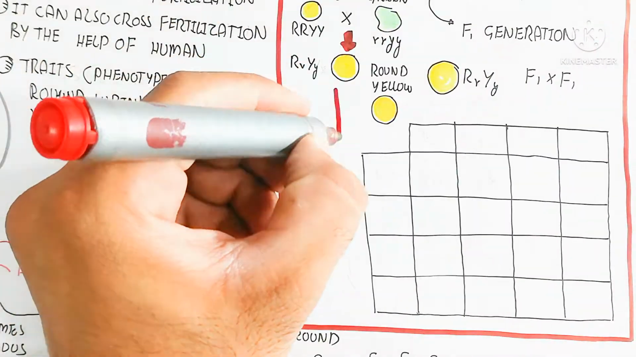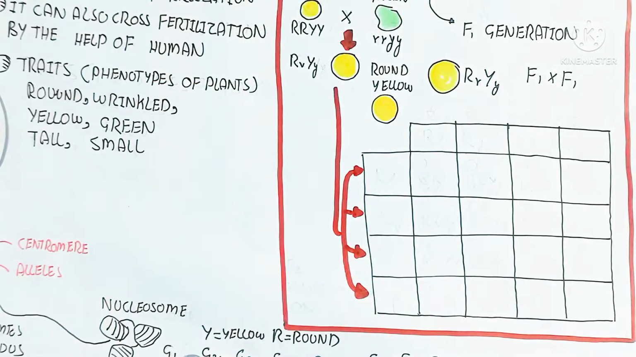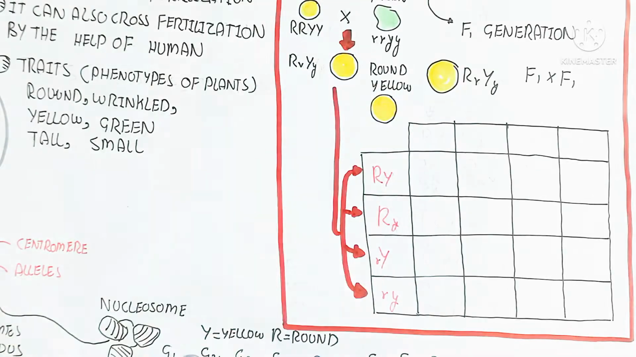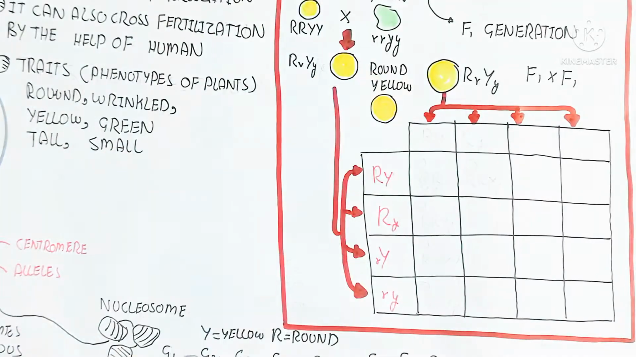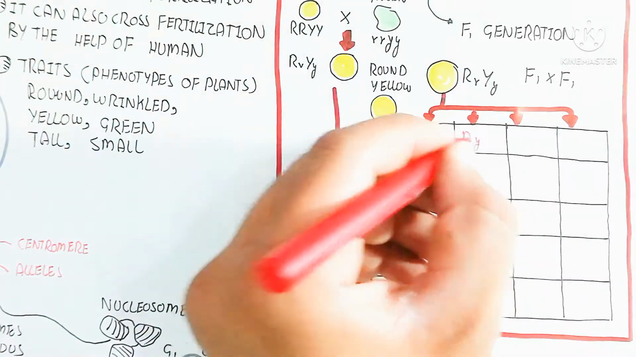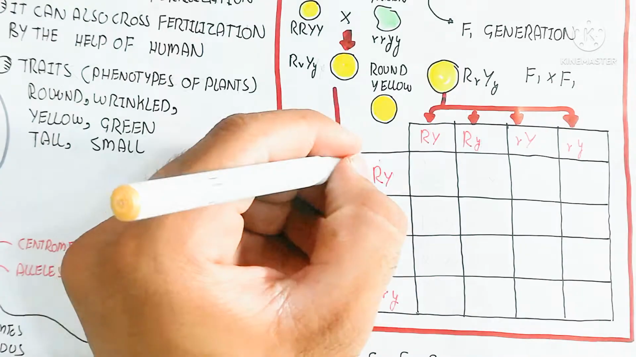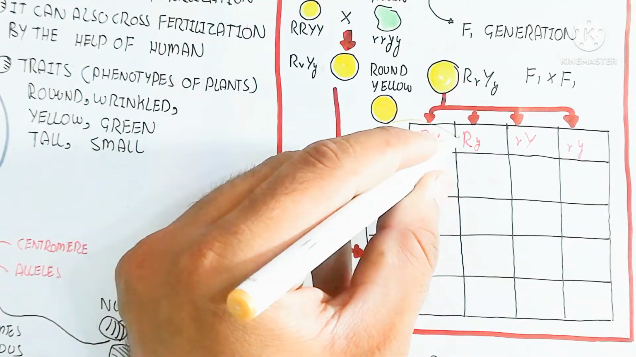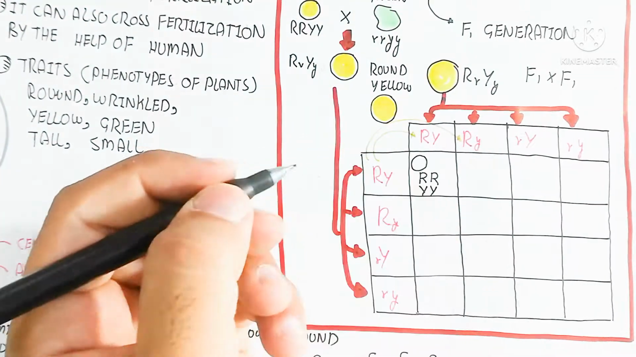So let's begin to understand the F1 cross. In this way, the possibilities of the gamete can be capital R and capital Y, capital R and small y, small r and capital Y, and small r and small y. We can understand this as well, with the gametes shown equally horizontally and vertically.